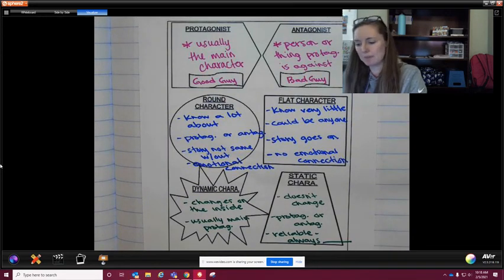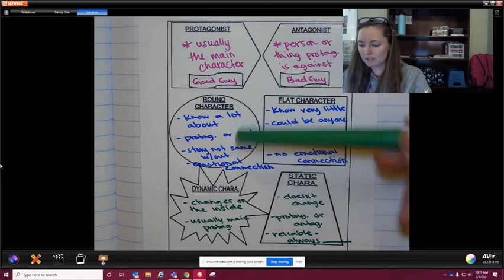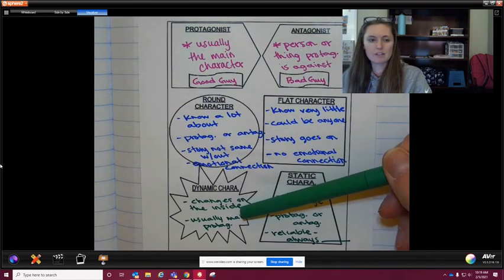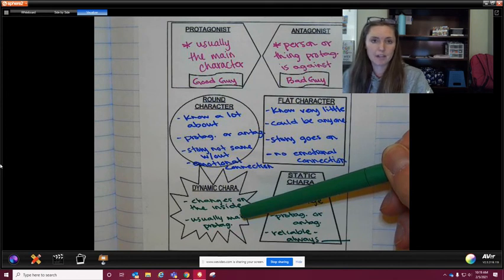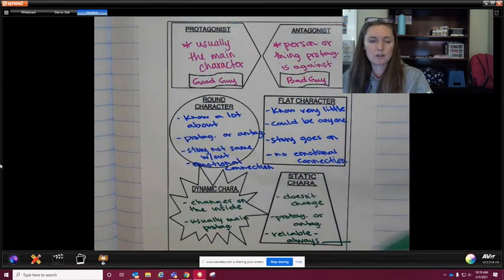Like, who is that main character? Who is that round character that I know a lot about? Because usually what will happen is that round character and the dynamic character is going to be that main character throughout the whole story. And that's the character that we are going to focus on when we do our character change and development, to see how and why a character changes throughout a piece of writing or in a story. Okay? All right, so have that.